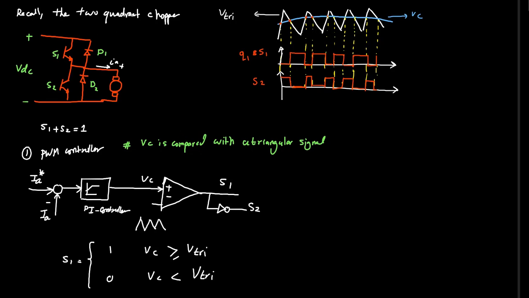If we need to plot the output voltage, now VA will equal VDC when S1 is on and 0 otherwise. So it will take the same waveform as the switch Q1 gate pulses. So this is actually the V out from the chopper.